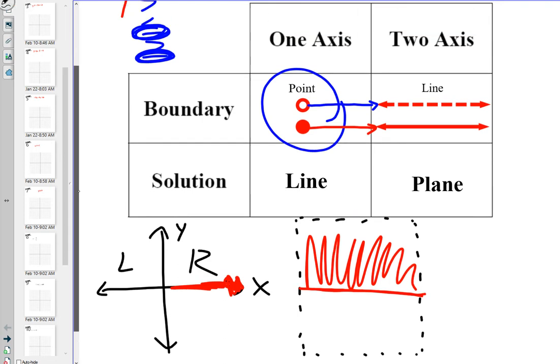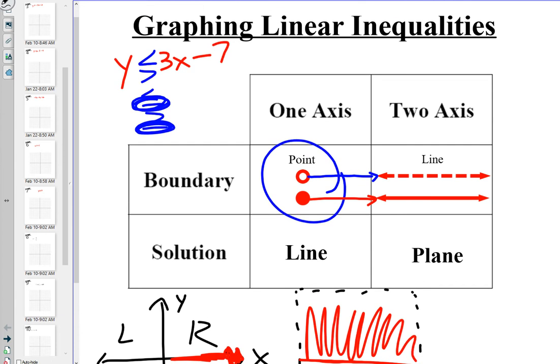Well, now when we graph, when we had equations, we learned 3 different forms for equations. What were the 3 forms we learned? Standard form, point-slope, and slope-intercept. Well, when we graph inequalities, we're only going to graph out slope-intercept.